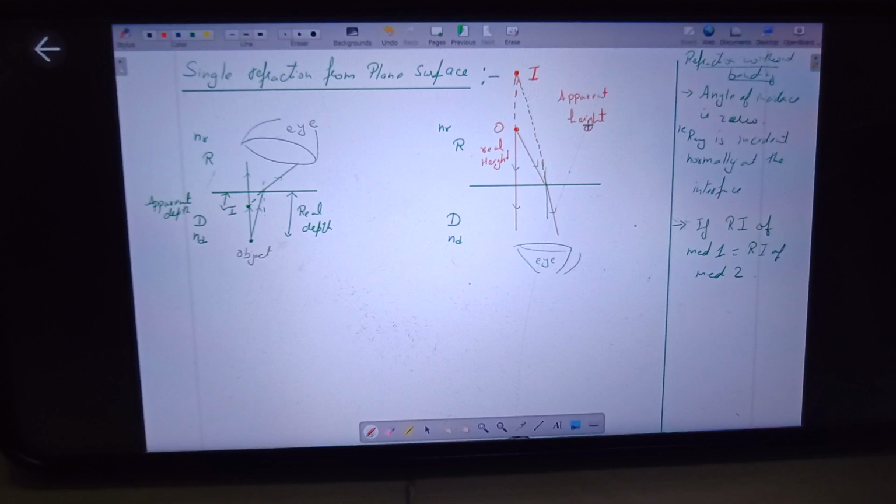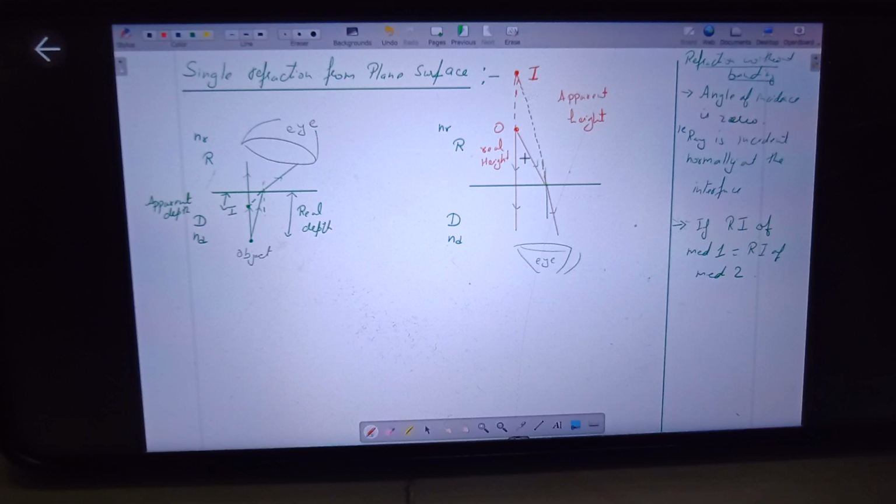Whenever the object which is kept inside the denser medium is observed from the rarer medium, it gets displaced towards the interface, and if the object is kept in a rarer medium and is being observed from the denser medium, it shifts away from the interface. Okay? This point is clear to everyone.